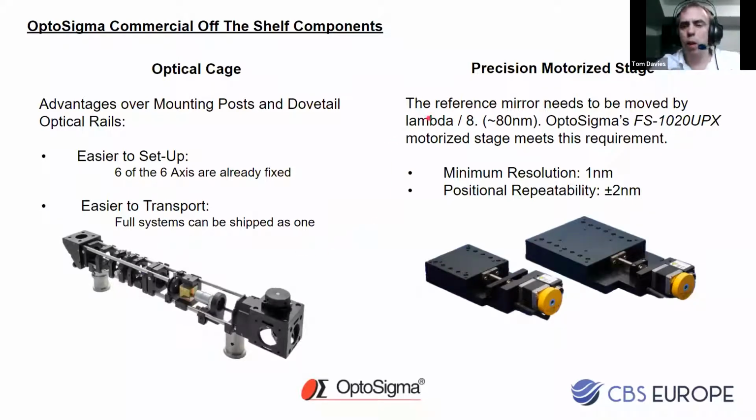And then also, this is a phase shifting interferometer where we need to shift the reference mirror by steps of 1/8 of a wavelength. And if we're using a helium neon wavelength, then we need a nanostage that will step it in around 80 nanometers per step. So we need to make sure that we have a precision motorized stage. And OptoSigma's model here does that very nicely, very easily, which actually has a resolution of 1 nanometer and a positional repeatability of 2. So these are parts of the system that we'll be modeling.